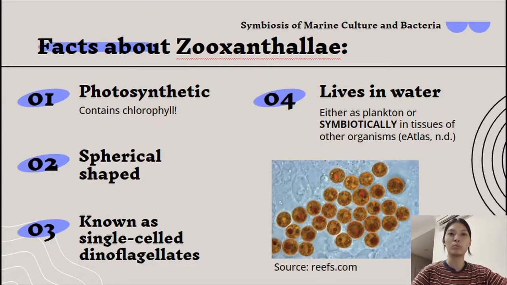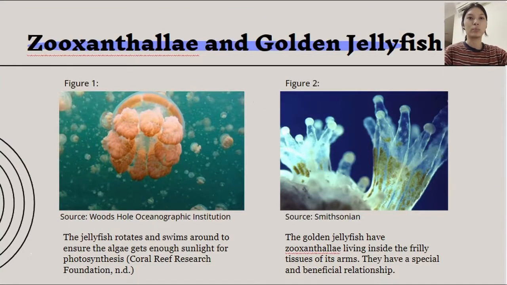The last and most important fact is they either live in the water column as plankton or symbiotically inside the tissue of other organisms. They live in symbiosis with diverse marine invertebrates like demosponges, corals, and nudibranchs. The symbiotic relationships zooxanthellae have with most organisms are mutualistic. One interesting example that I would like to share of zooxanthellae's symbiotic relationships is with golden jellyfish.